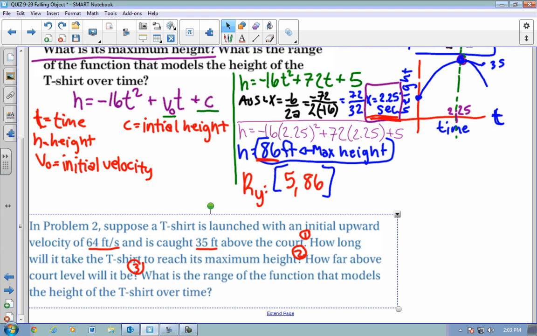How high does the t-shirt start? Does it start at 2 feet off the ground? Yeah, that's your range, right?